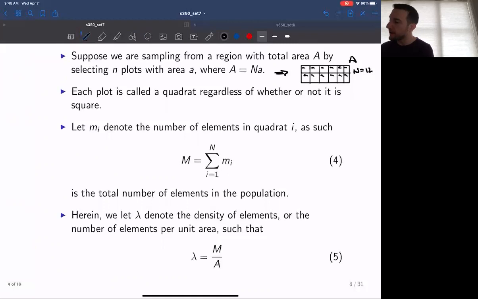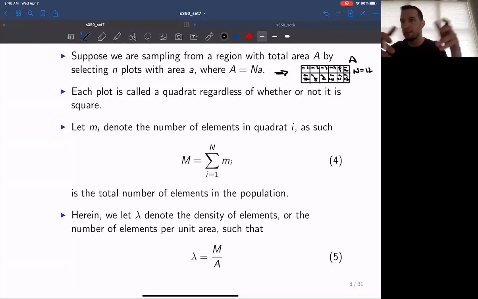Okay, so each of the little squares marked A, so this would be like A1, 2, 3, 4, 5, 6, 7, 8, 9, 10, 11, 12. Okay, so each plot is called a quadrat, regardless of whether or not it is a square. So basically, I've used a rectangle to illustrate the idea, but it doesn't necessarily have to be rectangular, but you can just imagine that you have some area, some piece of land that has a total area capital A.